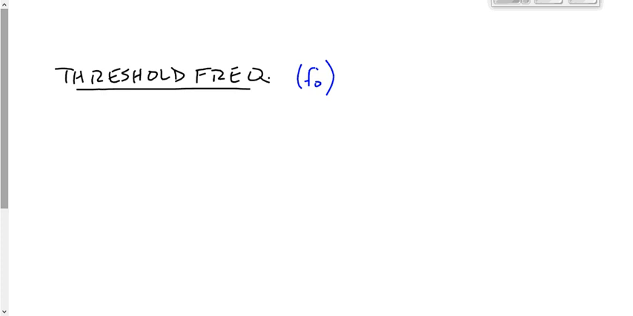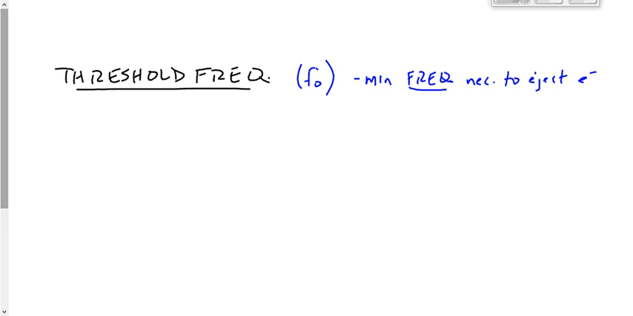Threshold frequency is kind of similar. If we have a photon that is below a certain frequency, the threshold frequency, then nothing happens. If it's above the threshold frequency, something happens. But it's not the feeling of pain, rather it's the ejection of an electron. So we're going to say the threshold frequency is the minimum frequency necessary to eject an electron. The minimum frequency necessary to eject an electron.